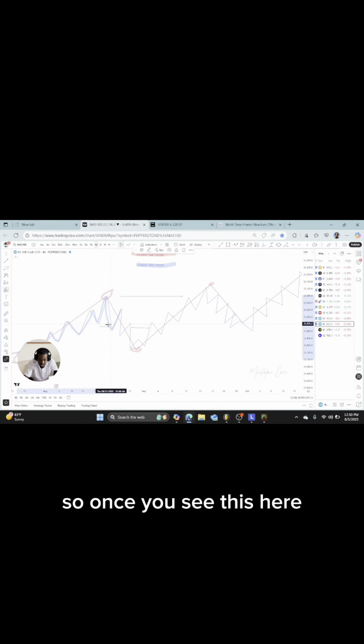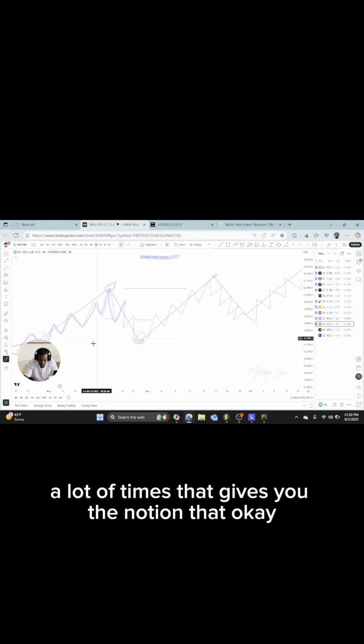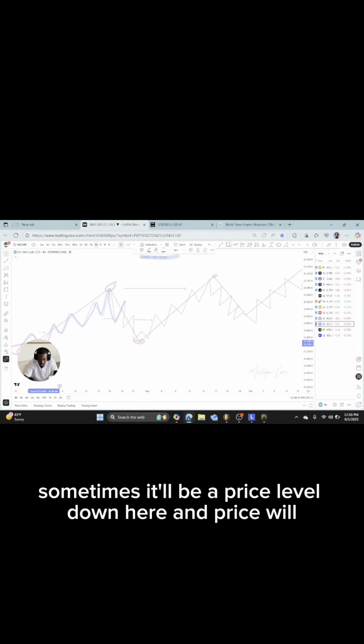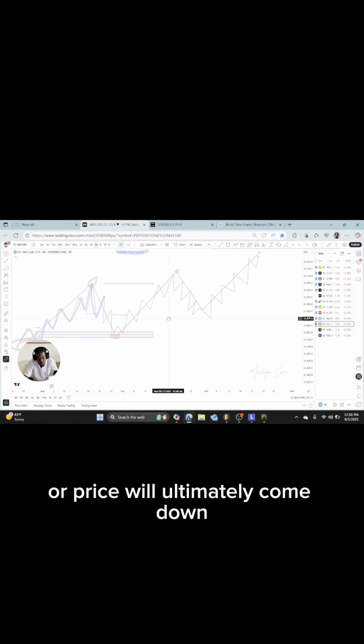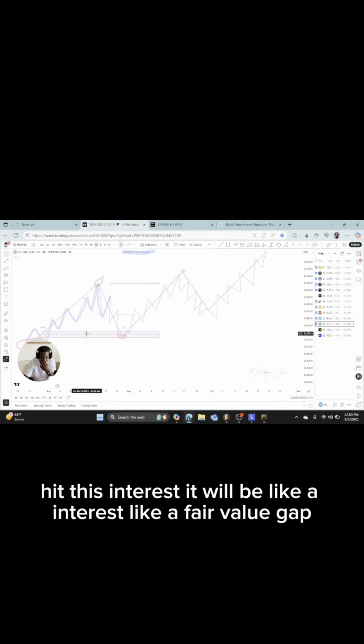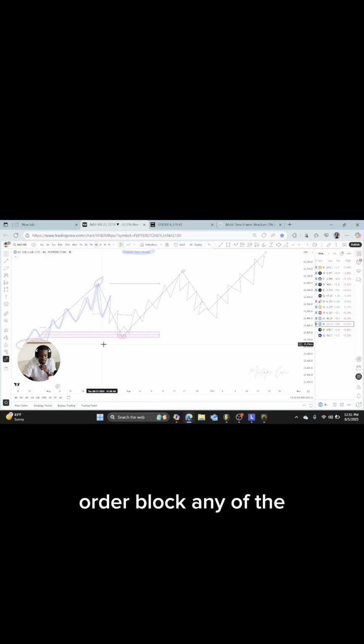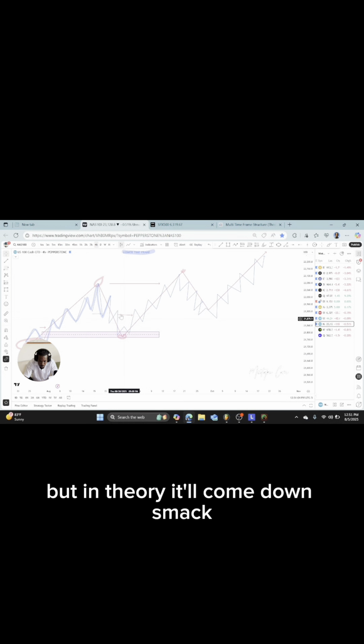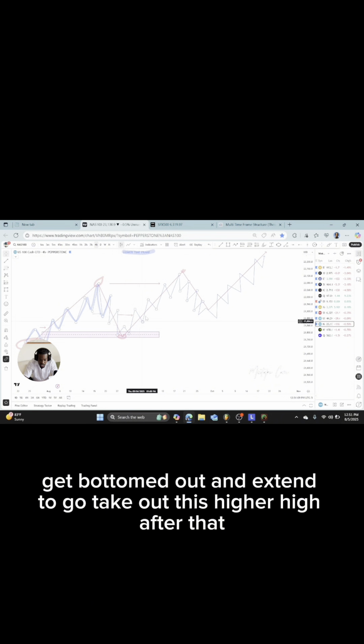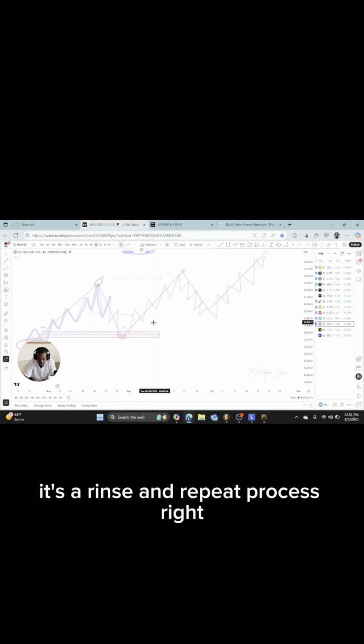So once you see this interchange of character, a lot of times that gives you the notion that, okay, sometimes there'll be a price level down here, and price will ultimately come down and hit this area of interest. It'll be like a fair value gap, order block, any of those, right? But in theory, it'll come down, smack, get bottomed out, and extend to go take out this higher high. After that, it's a rinse and repeat process, right?